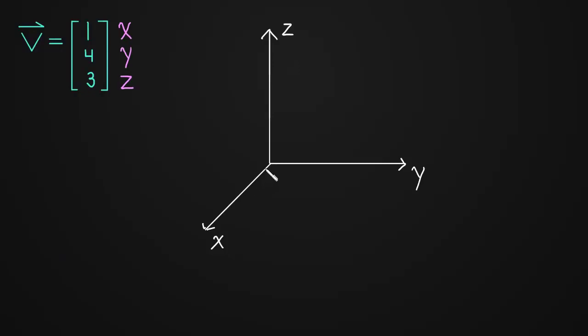And to graph this, all we need to do is move over 1 in x and 4 in y. So that takes us to about this point. And I'm going to draw a line from the origin to that point where we've moved to. So this is 1 in x, 4 in y, and then we just need to move up 3 in the z direction. And that will take us to our vector. So our vector moves 1 in x, 4 in y, and 3 in z. And there it is right there.